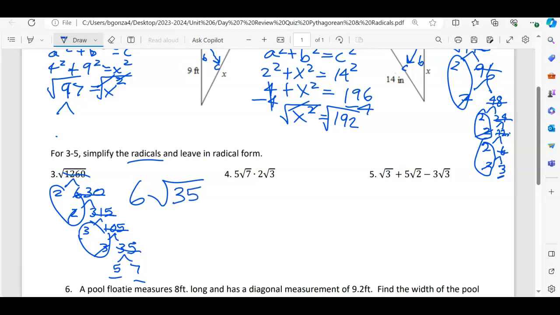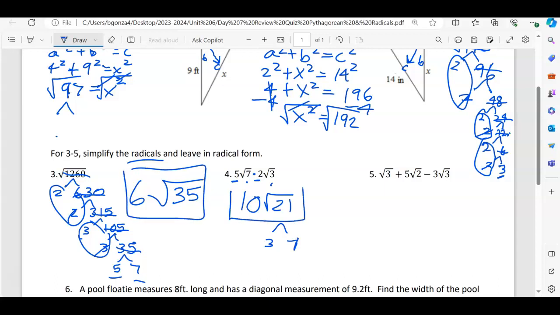Okay. Number 4. We got 5 and 2. So whenever you're multiplying, it's outside times the outside. 5 times 2 is 10. And then square root, inside times the inside. 7 times 3 is 21. You want to try to break that down, but 21 is just 3 times 7. There's no other prime factors. There's no pairs. Okay, so that's it. Outside times the outside, inside times the inside.